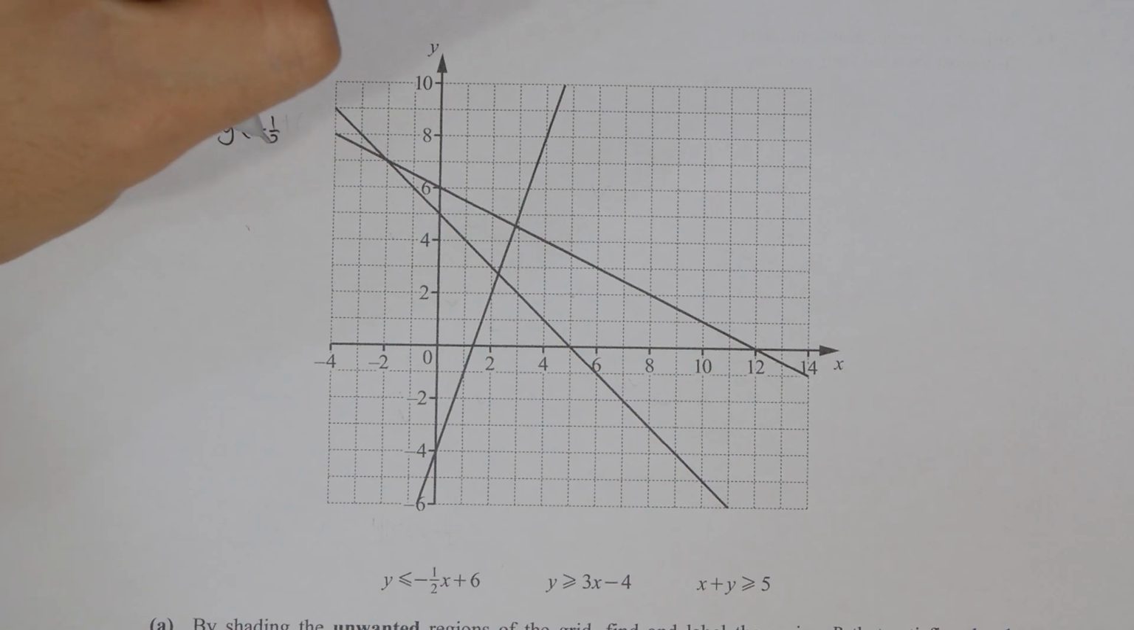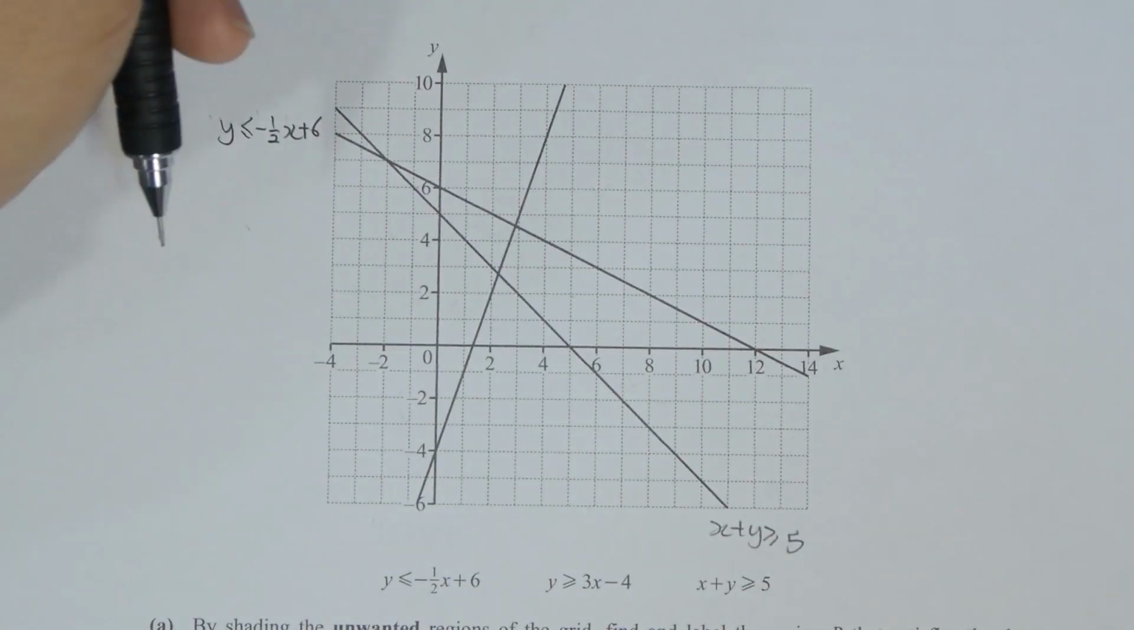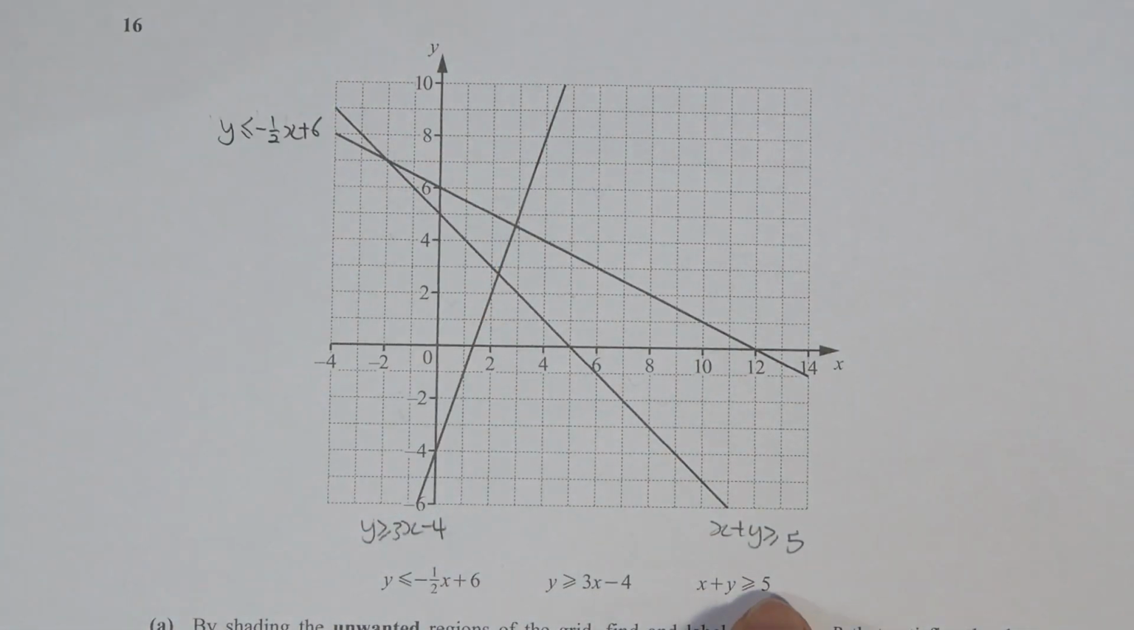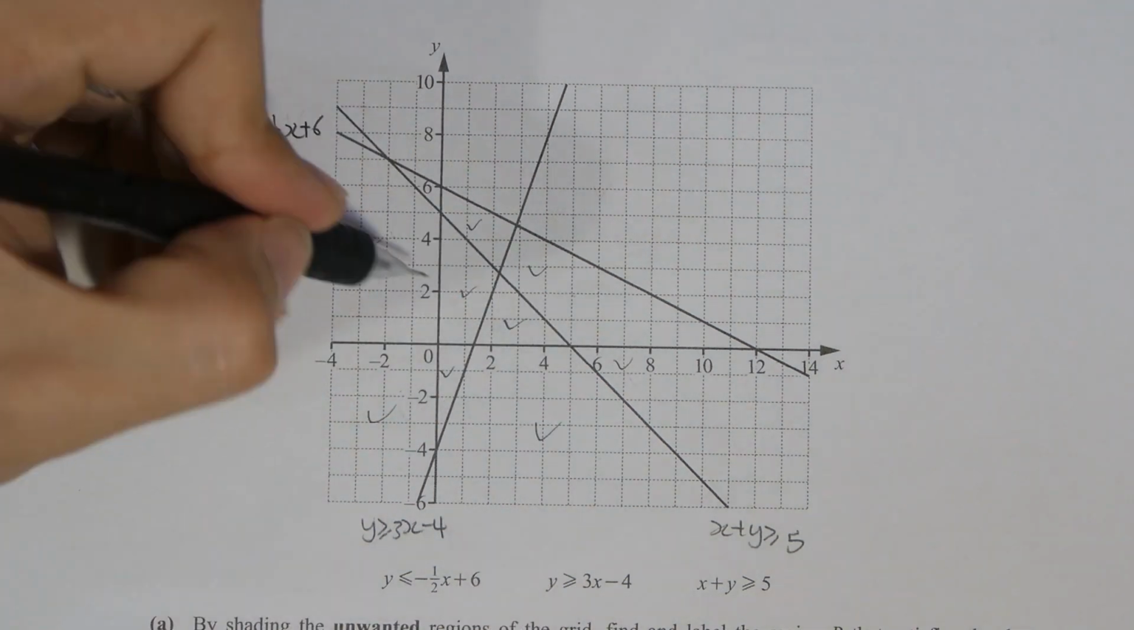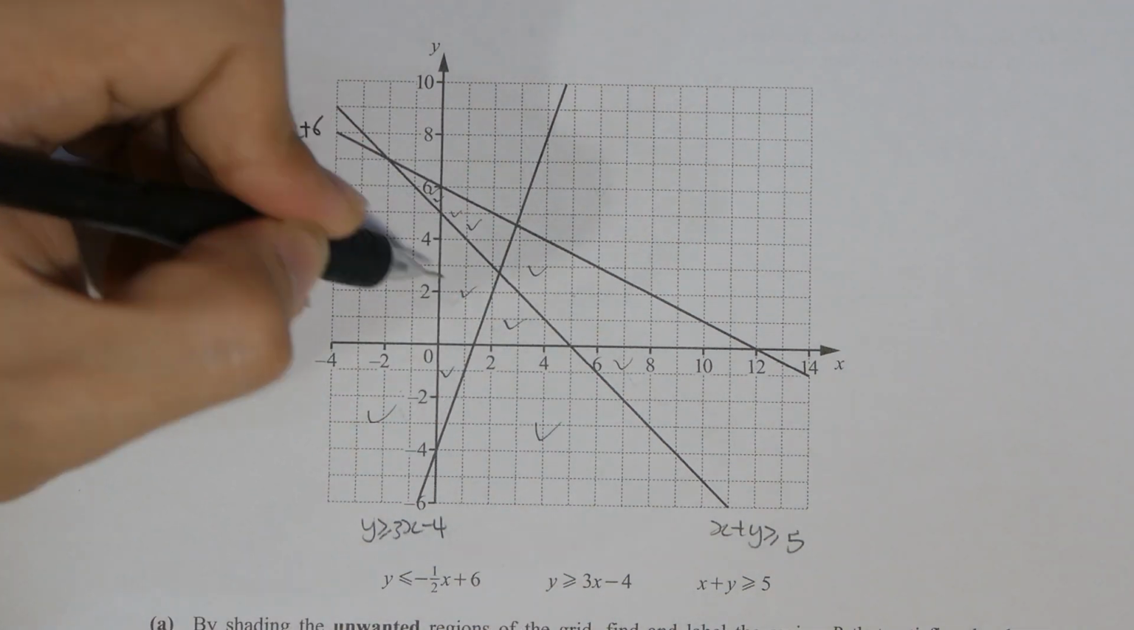Question 16. The first thing that I did was to label each of the lines over there. Then I identify the R region. Then I shade off the unwanted parts.